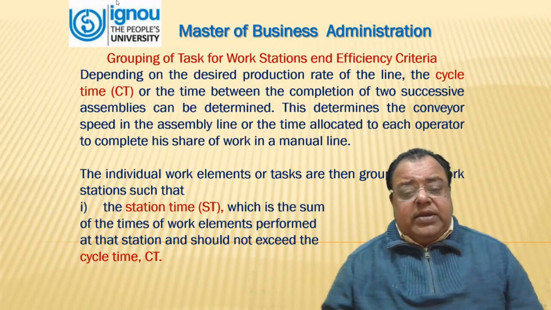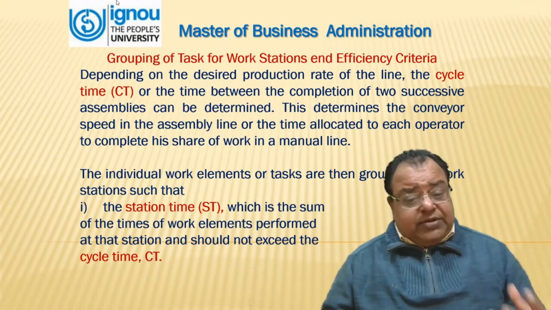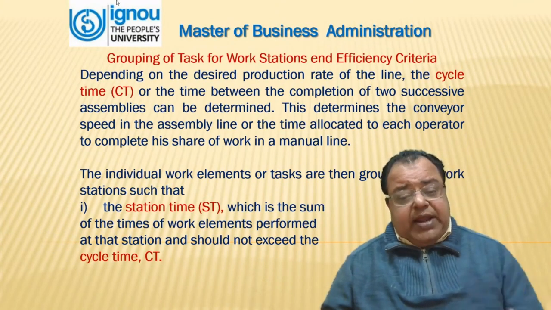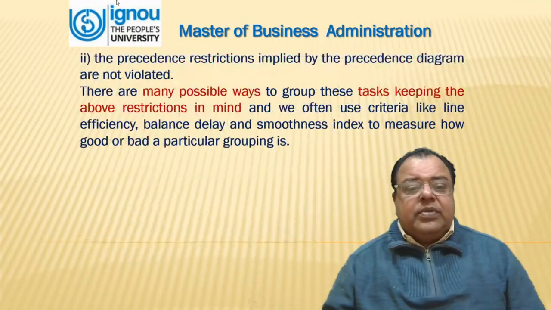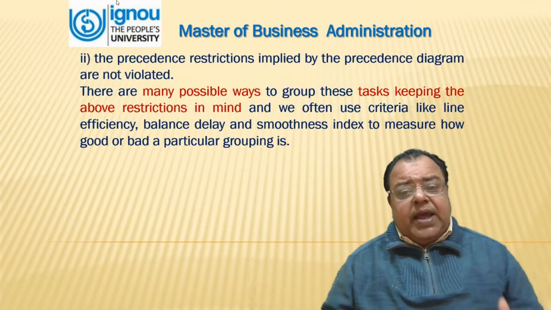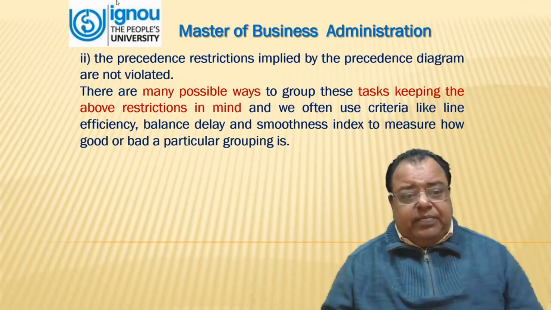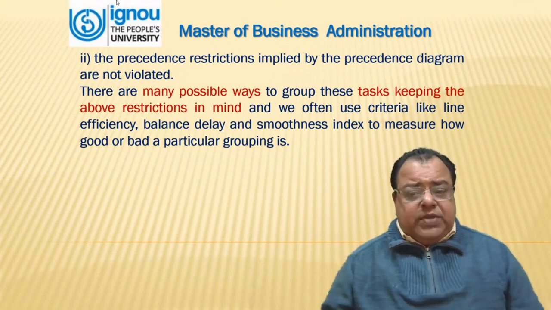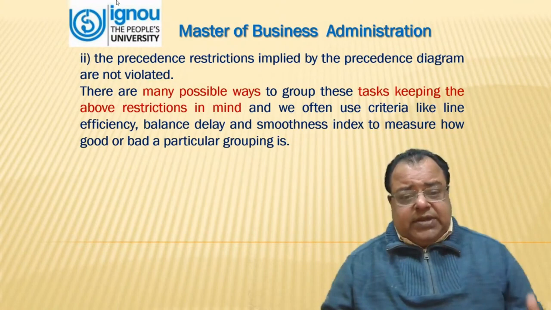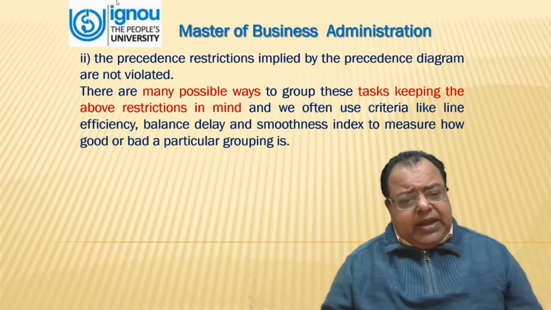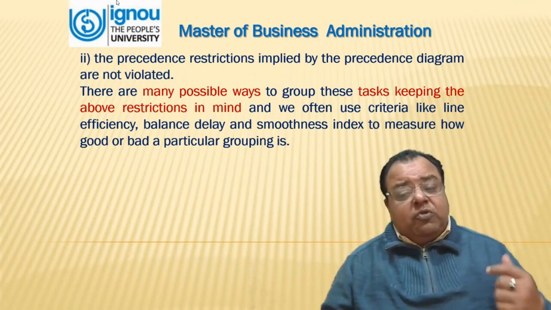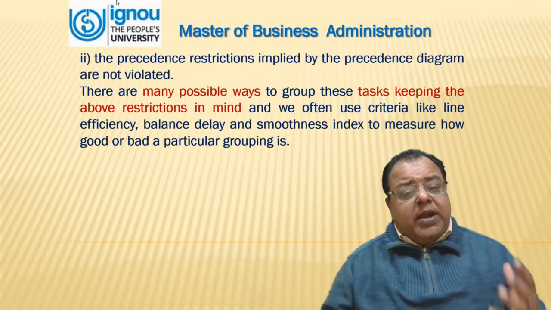The individual work elements or tasks are then grouped into workstations such that, number one, the station time ST, which is the sum of the times of work elements performed at that station, should not exceed the cycle time. Number two, the precedence restrictions implied by the precedence diagram are not violated. There are many possible ways to group these tasks, keeping the above restrictions in mind. And we often use criteria like line efficiency, balance delay, and smoothness index to measure how good or bad a particular grouping is.